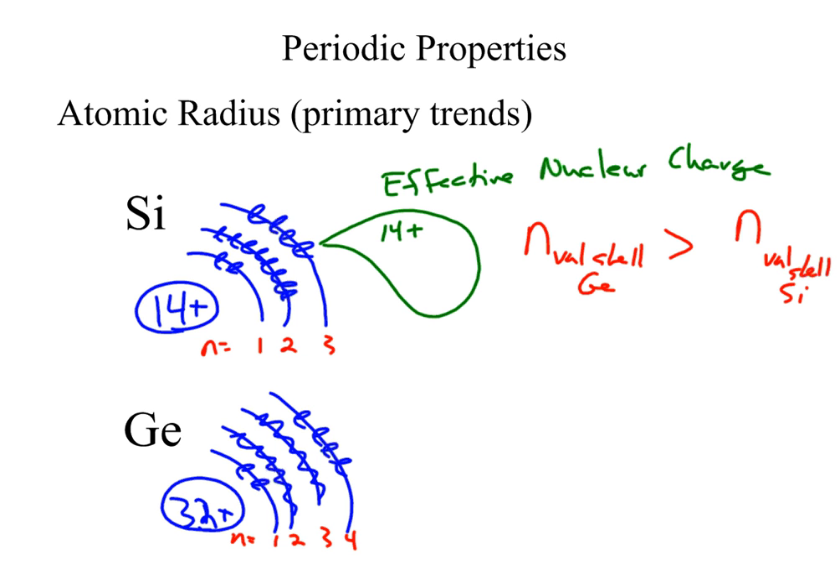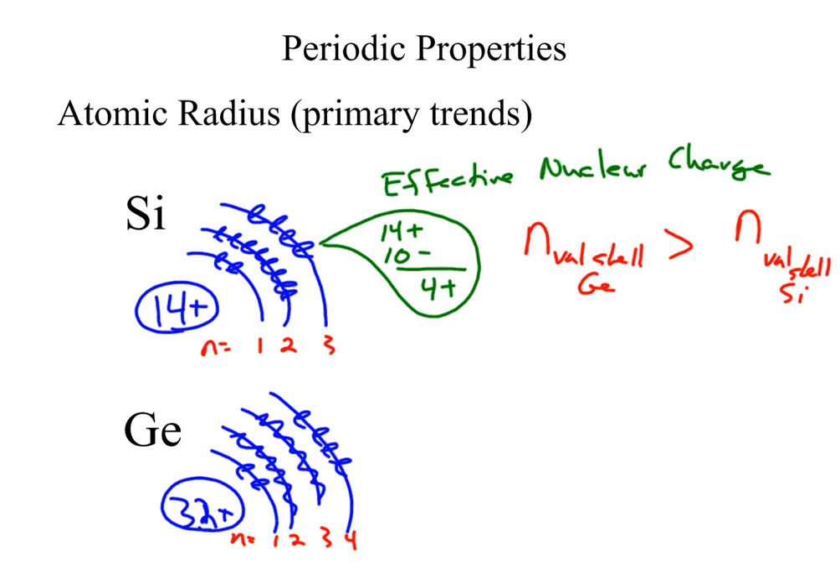And basically, in this primary trend, it's a 1-to-1 shielding. So if we count the number of electrons there, we have 10 negative charges that are shielding 10 of those 14 positive charges. So we would have an effective nuclear charge then of 4+. So each of those valence electrons in silicon is being pulled in with an effective nuclear charge of 4+.